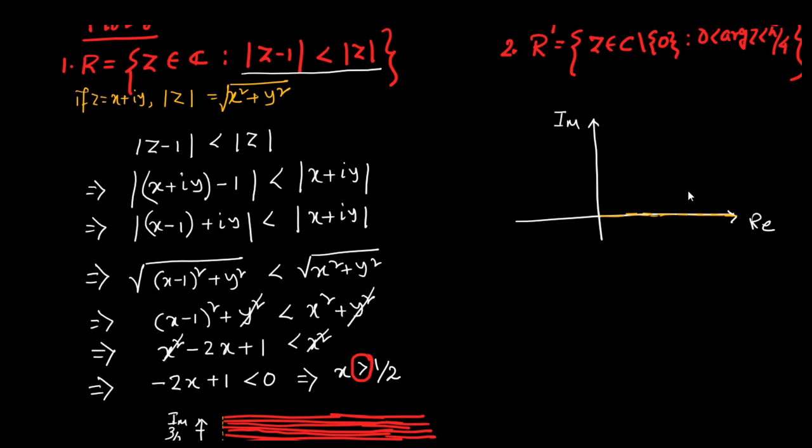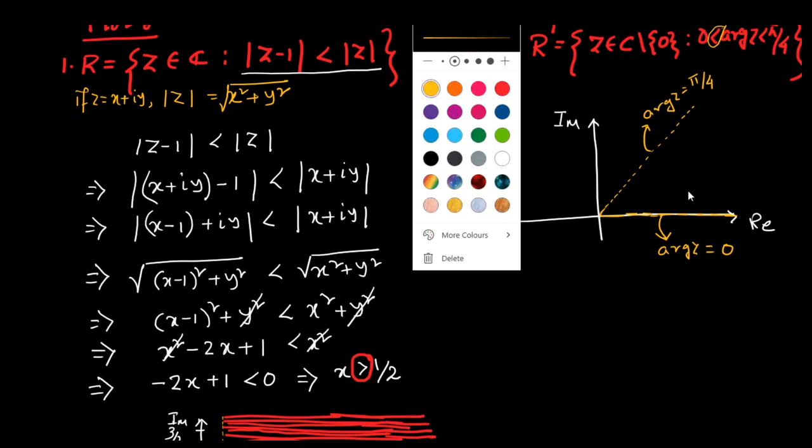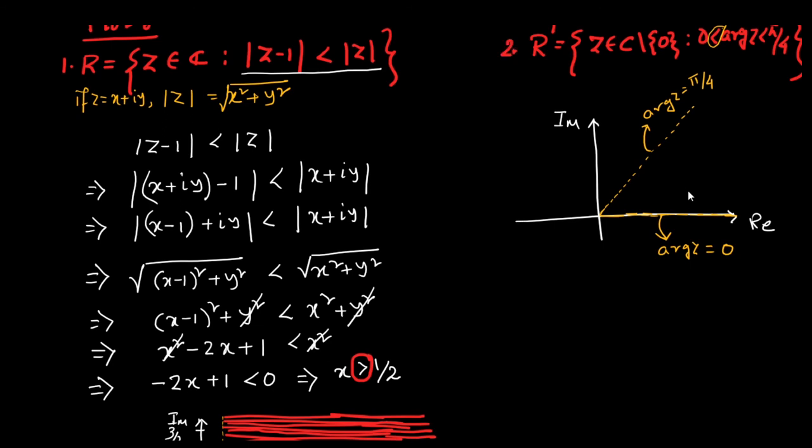Argument Z equals to pi by 4. So maybe if I just bisect this angle, throughout this particular line, argument Z equals to pi by 4. So this represents your argument Z equals to 0. This represents your argument Z equals to pi by 4. Now look at the sign here. This sign is less than. This sign is also less than. So both the signs are less than.